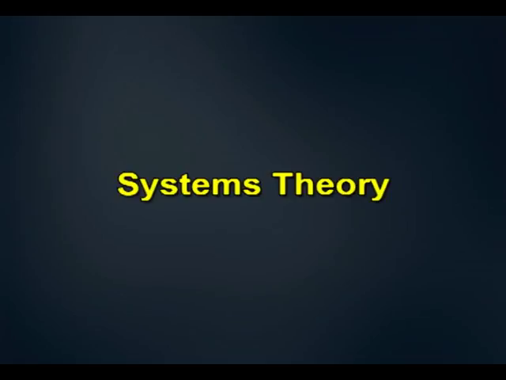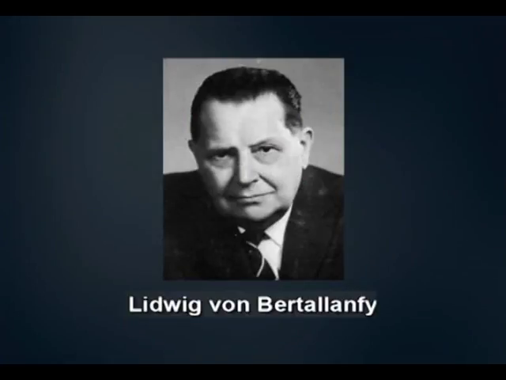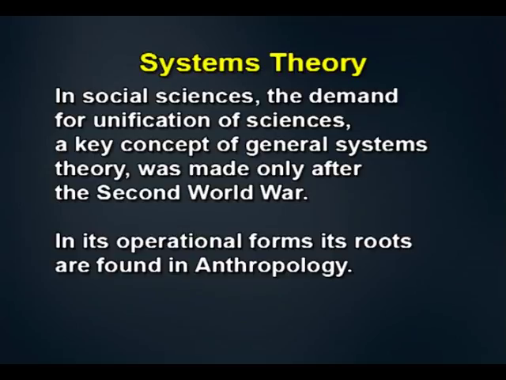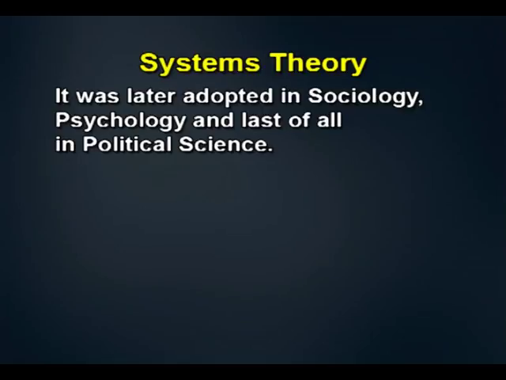Next, coming to systems theory. The origin of general systems theory can be traced back to the natural sciences. Ludwig von Bertalanffy, a biologist in the 1920s, may be regarded as the earliest exponent of general systems theory. In the social sciences, the demand for unification of sciences, a key concept of general systems theory, was made only after the Second World War. In its operational forms, its roots are found in anthropology. It was later adopted in sociology, psychology, and last of all in political science.